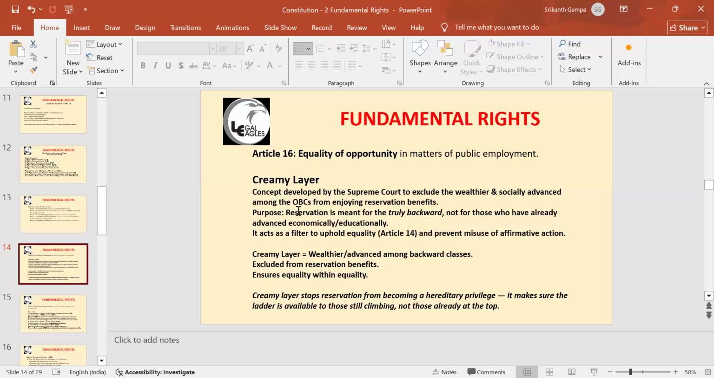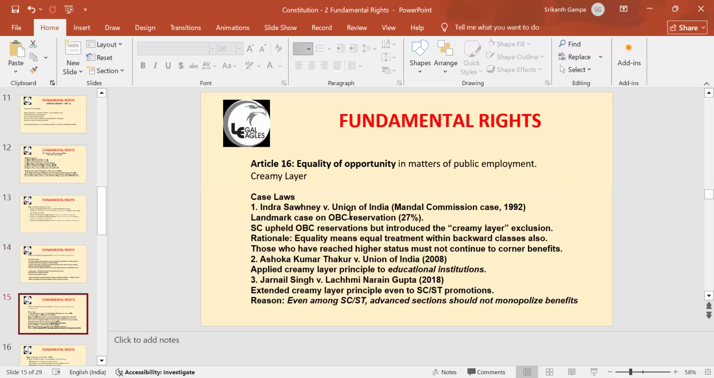The Indra Sawhney case law is very important. These are the case laws where the creamy layer is specifically mentioned. Indra Sawhney versus Union of India is the Mandal Commission case in 1992. They can ask it as the Mandal Commission case, Indra Sawhney case, or creamy layer case, whatever they may ask. Reservations are restricted to 27% in this case. The Supreme Court upheld OBC reservation but introduced the creamy layer exclusion. Equality means equal treatment within the backward classes also. Those who have reached higher status must not continue to corner benefits.